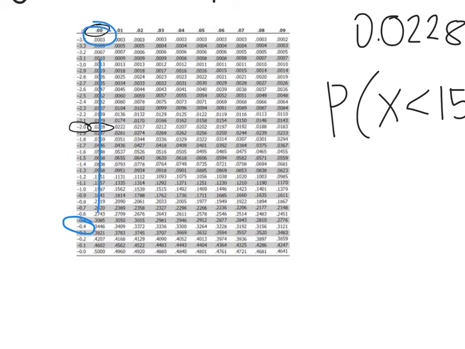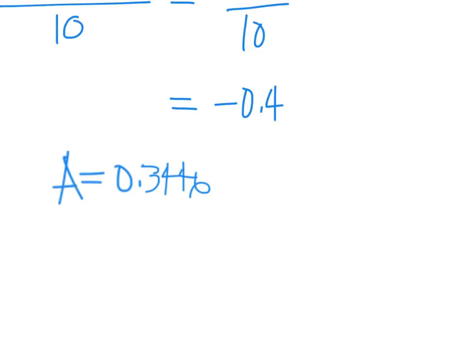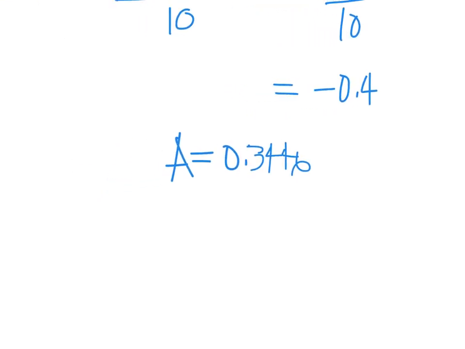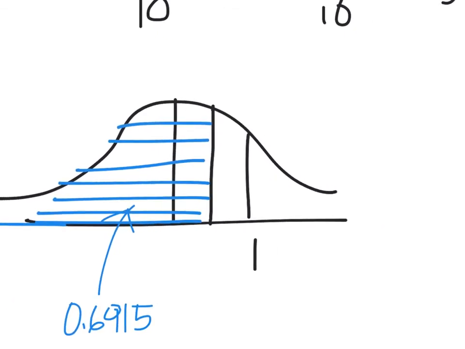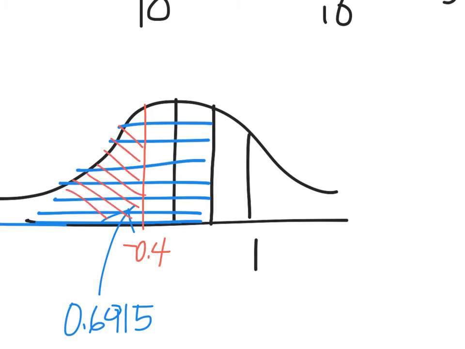So the area is simply 0.3446. So in our graph, if we have z equals negative 0.4, let's locate that z. So negative 0.4 is somewhere here, and 0.3446 is this red area, and the area that we want is this.